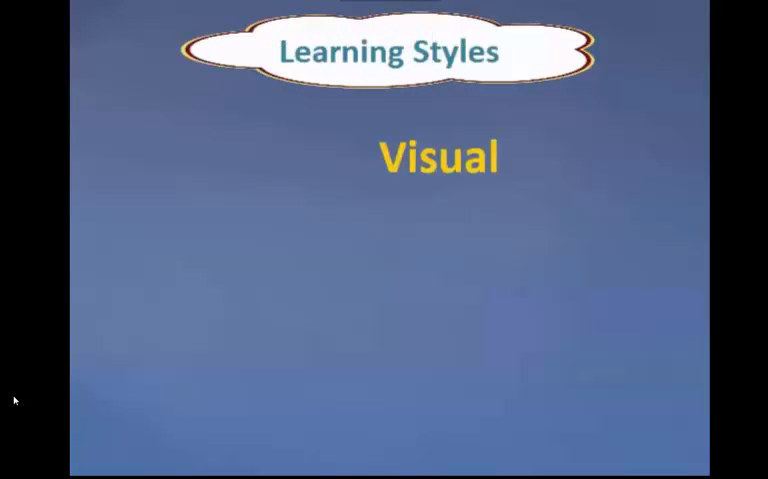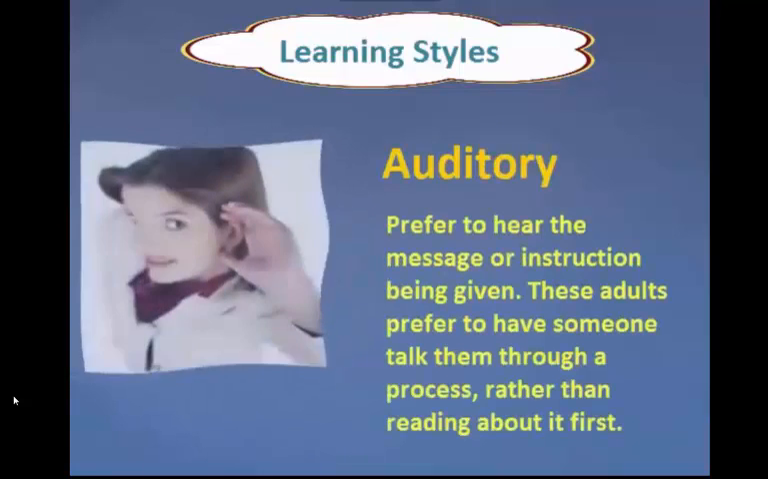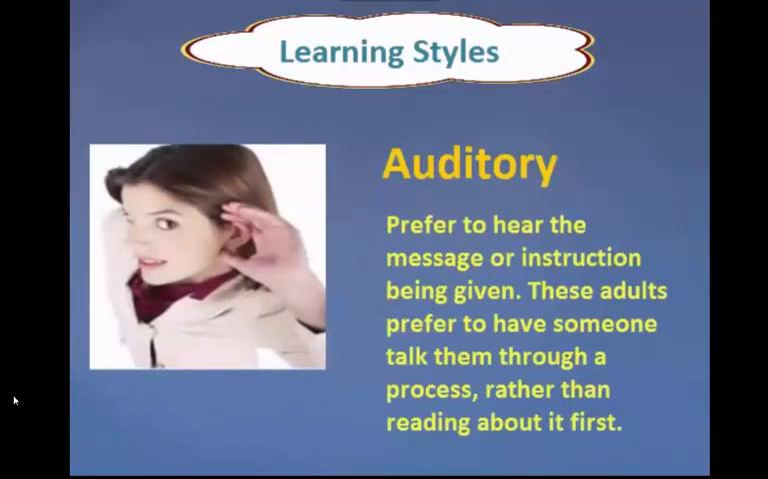Most people possess different learning styles. Some people are visual learners. They prefer seeing what they're learning. Pictures and images help them understand ideas and information better than explanations. Another type of learning style is auditory learners. They prefer to hear the message or instruction being given. These adults prefer to have someone talk them through a process rather than reading about it first.